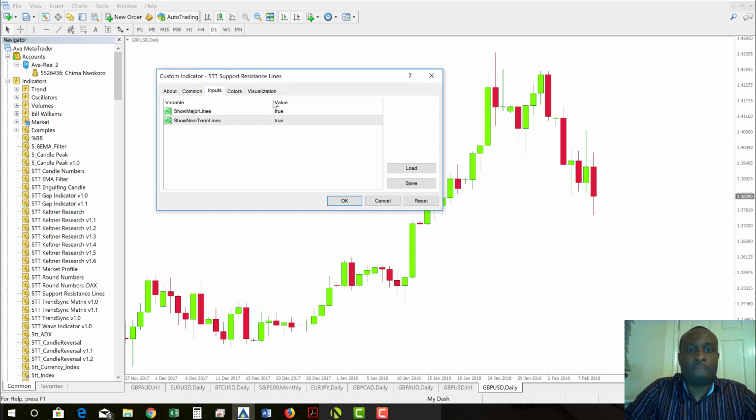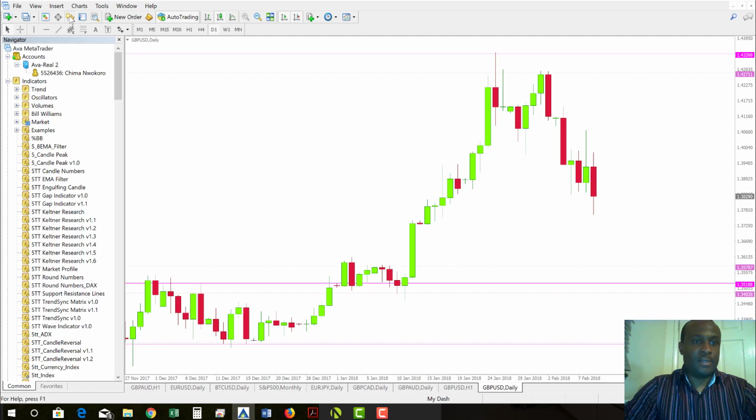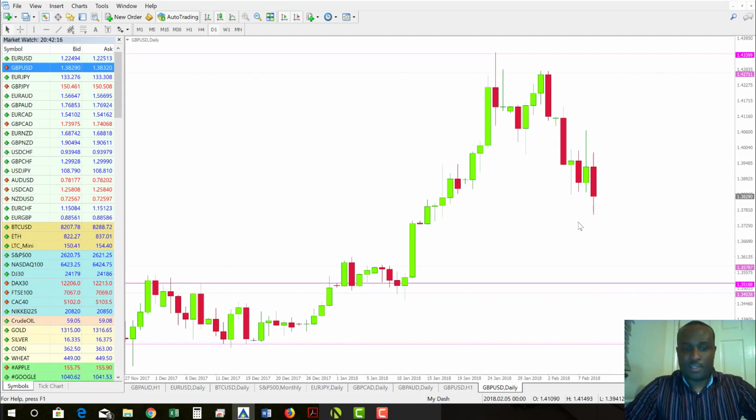I want to show the major lines and the near-term lines. What that does is automatically draw all the major lines for me, the solid lines being the major weekly lines, and the broken lines being the daily support resistance lines. So let's go through this.